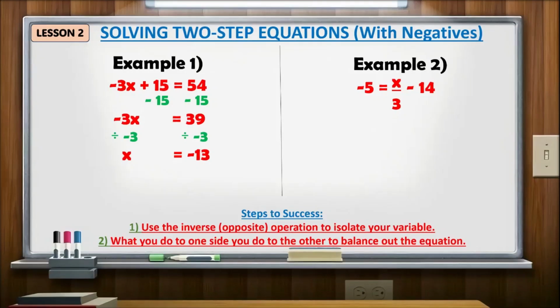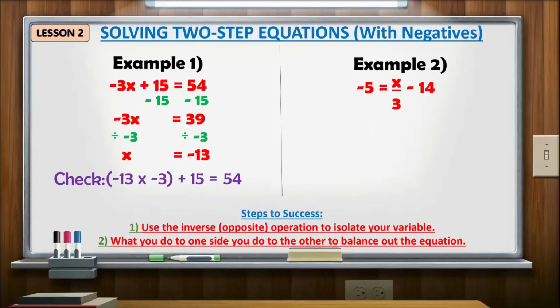Now we can actually check if our answer is correct by substituting my answer for the variable we worked out and to see for ourselves if the answer is correct. So minus 3 multiplied by x, which is minus 13, plus 15 should equal to 54. And let's see if it does.